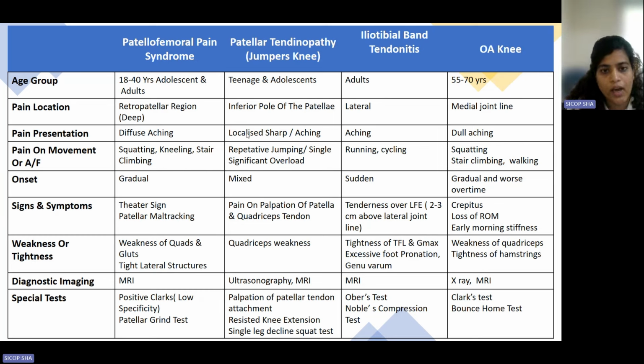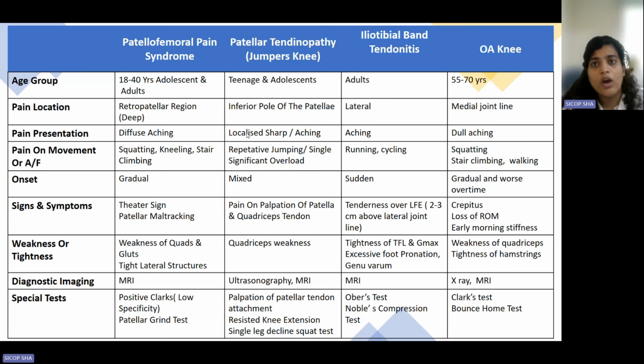Because of the stresses on the medial compartment of the knee. The patient complains of dull aching pain, pain while squatting, while climbing up the stairs, and while walking. They often complain that the pain is gradual, slowly increasing, and worse after some time, right? Crepitus is one of the most common symptoms, with loss of range of motion.